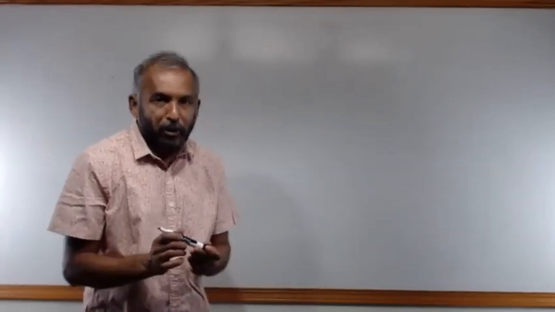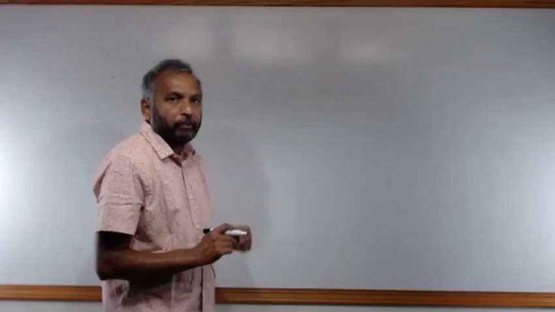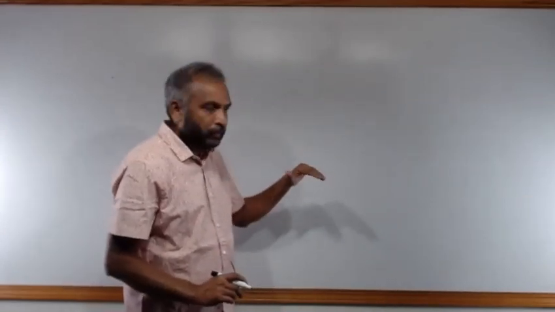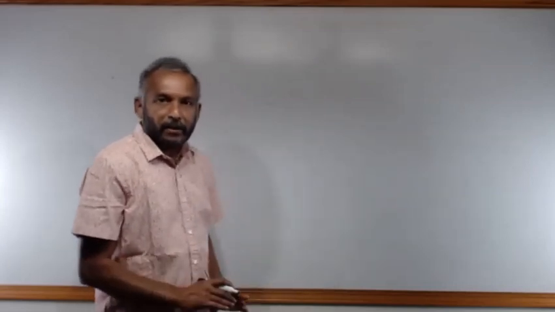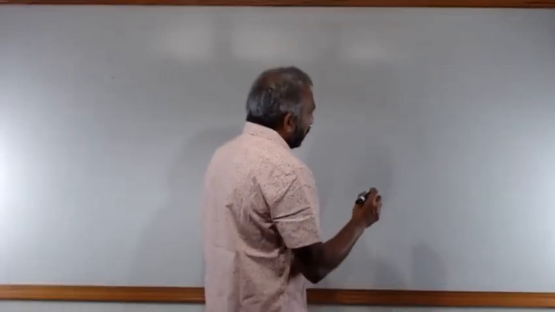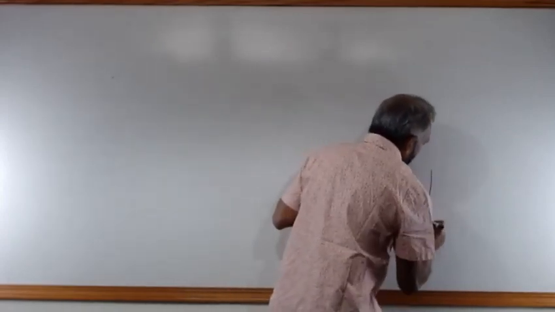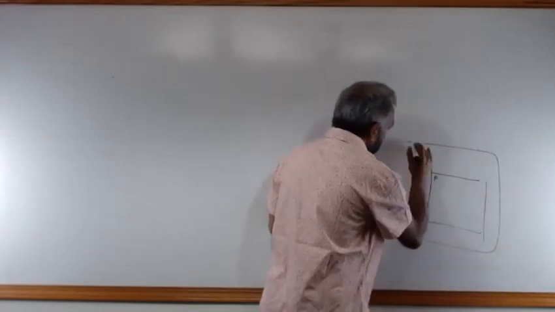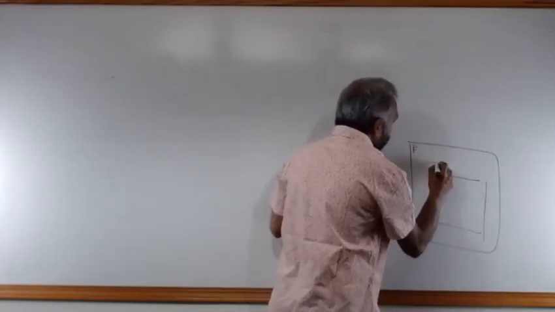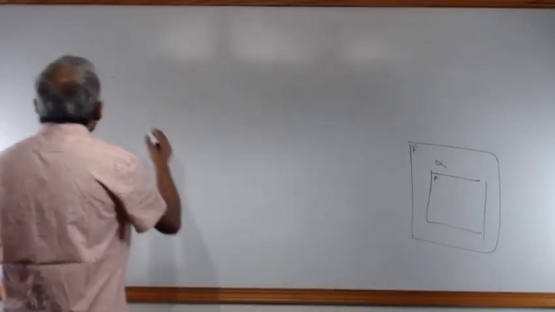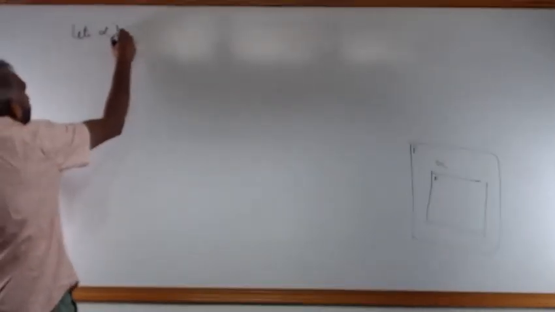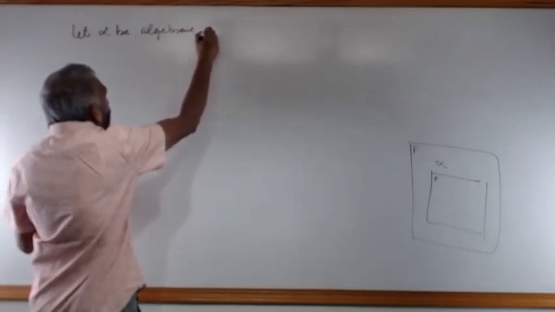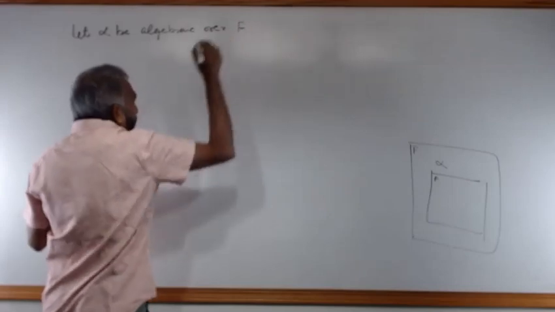Now we are going to take a look at the conjugate isomorphism in a different way. Actually, we are going to characterize the conjugate isomorphism. So let us assume that F is a field and there is a closure here and there is an algebraic element. So let alpha be algebraic over F.